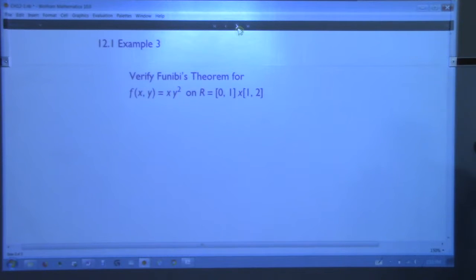So on this one, we want to verify it, which means we want to integrate it both ways and see if we get the same answer. I think I'm going to skip this.